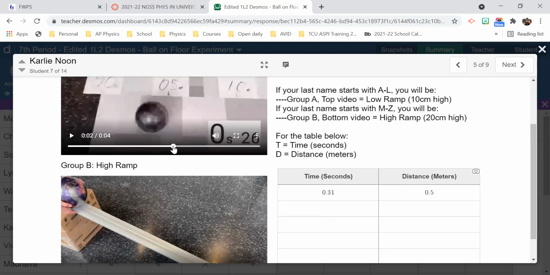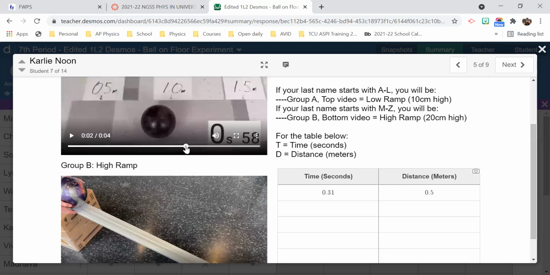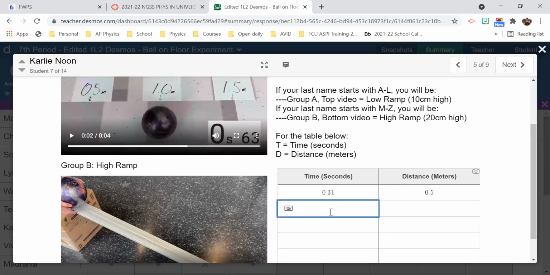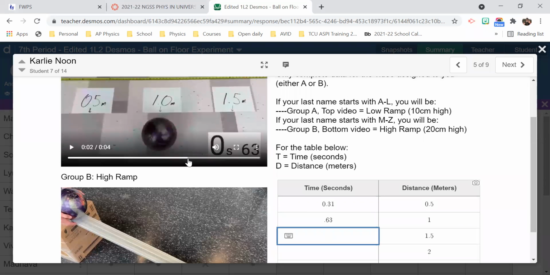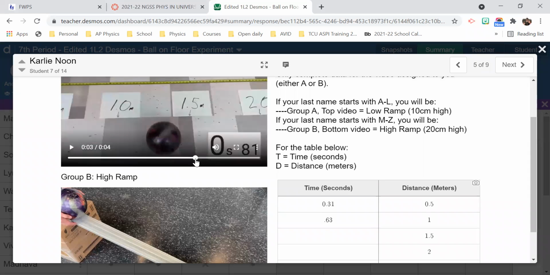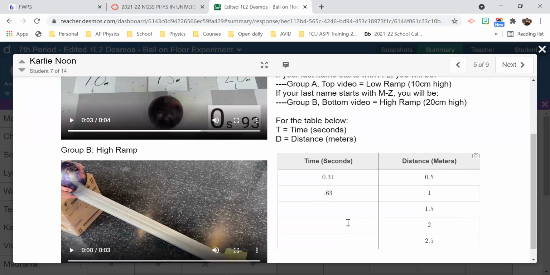So we're going to go on and collect that next data point, which is 1 meter. And 1 meter is about 0.63 seconds. That's going to be 1. I'm going to go ahead and mark down it's 1.5 to 2.5. And then I just need to collect the times for 1.5, 2, and 2.5. I like that. So 0.93.